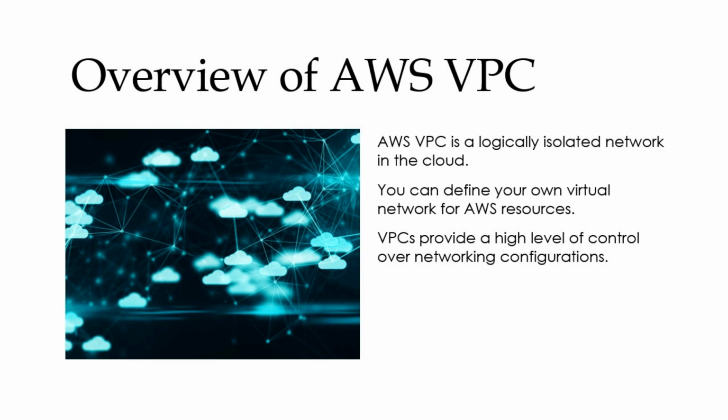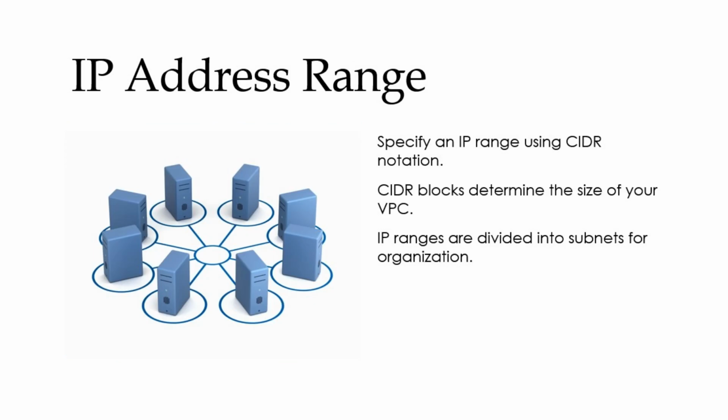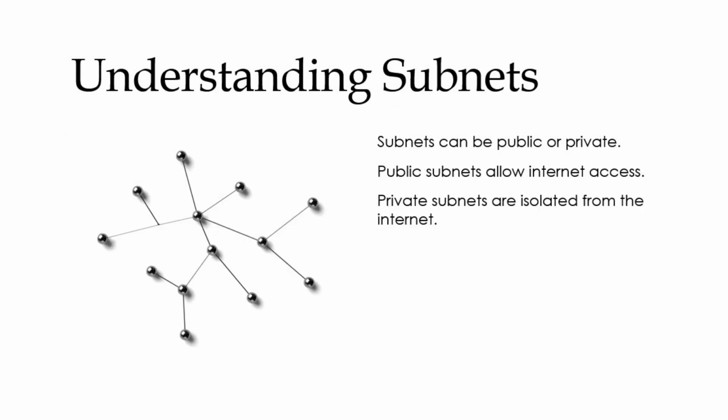Cool, right? Now, let's talk about the IP address range. In a VPC, you can specify an IP address range using a classless interdomain routing or CIDR block. This range is then divided into subnets, which brings us to our next point. Subnets. These are segmented sections of your VPC's IP address range.